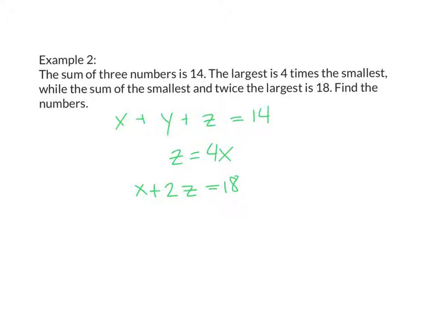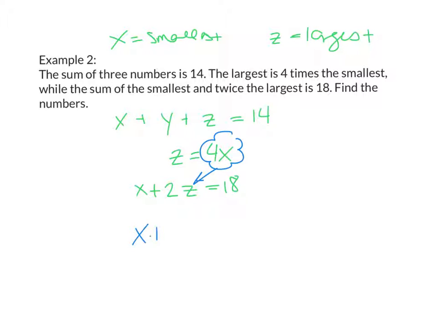Now again, it's really up to you what you want to make the largest. I chose to make x the smallest and z the largest. But again, it is really up to you. And they say find the numbers. Now this problem is not too terrible because there's a few things that we can do to start to solve. First off, I know that I can do a lot of substitutions here. I'm going to take this 4x and put it in for the z there. So I'll have x plus 2 times 4x equals 18.